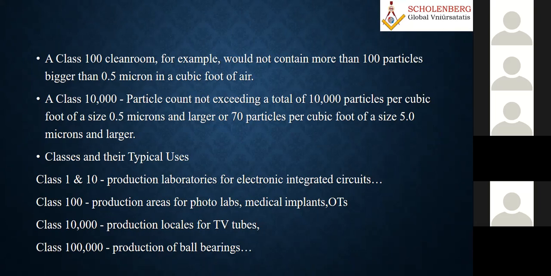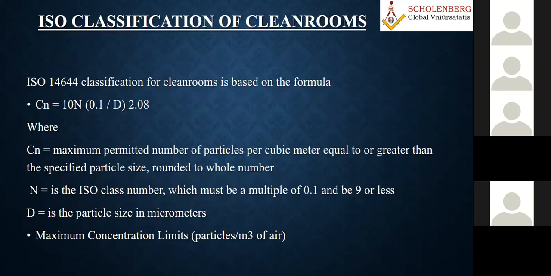Generally, we use these in production of laboratories or electronic integrated circuits, VLSI, even launching of rockets and all the things, parts preparation, part manufacturing. Now, class 100, generally we use in production areas of photo labs, medical plants, operation theaters, sometimes class 1,000 also, depending upon the requirement. Then class 10,000 is for the TV tubes and all the things. And class 100,000 is production of ball bearings. Then you have even class 1 million, like that.